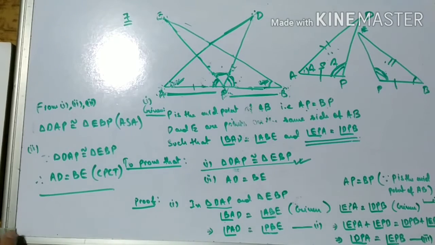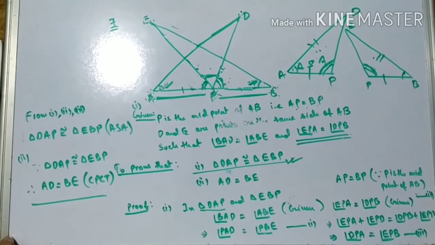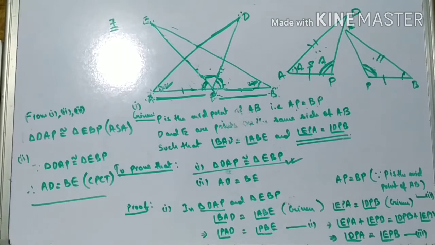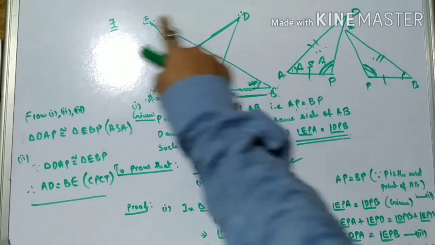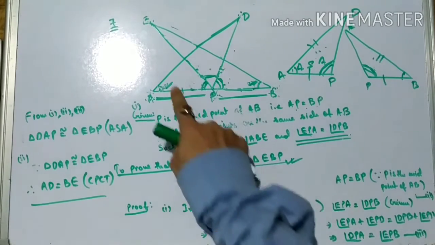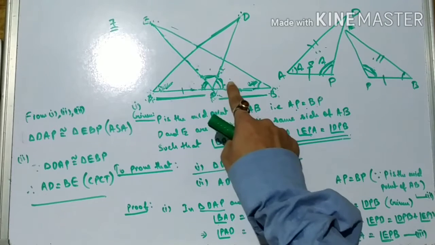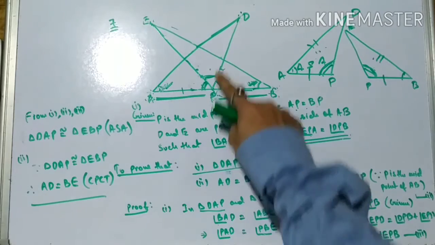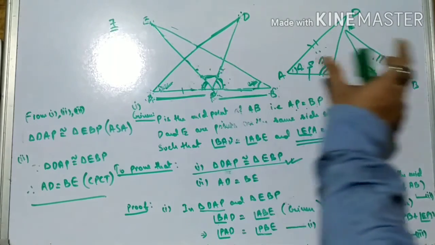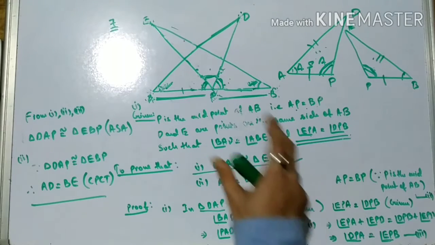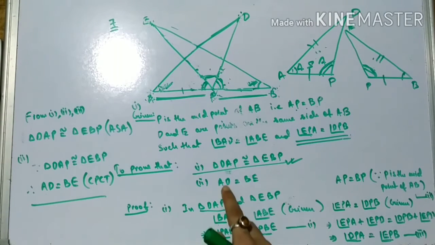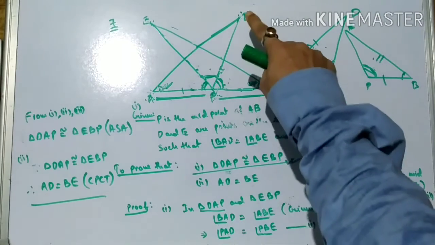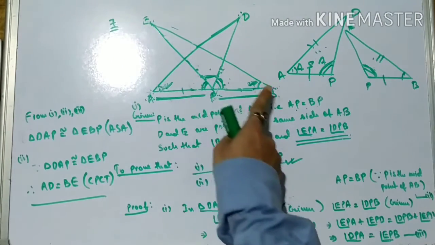One time I am explaining the whole problem. So in here you see AB is a line and P is its midpoint. D and E are points on the same side of AB, such that this angle equals to this angle given and this angle equals to this angle given. I have to prove that this triangle is congruent to this triangle. These two triangles I am drawing separately and showing to you. And last, AD equals to BE I have to show.